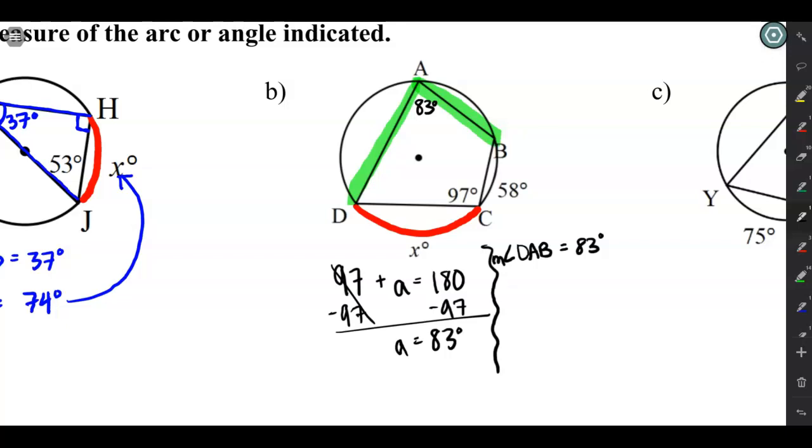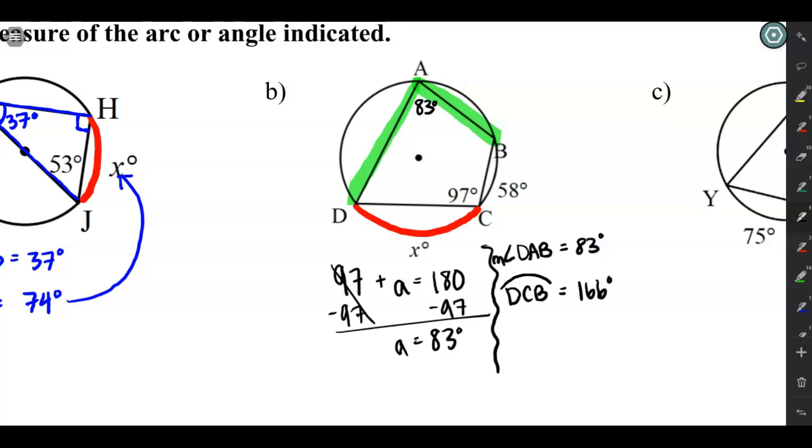So that means that the measure of my arc DCB is twice that amount. So 83 times 2, it's going to give me 166. That's the measure of that arc length.